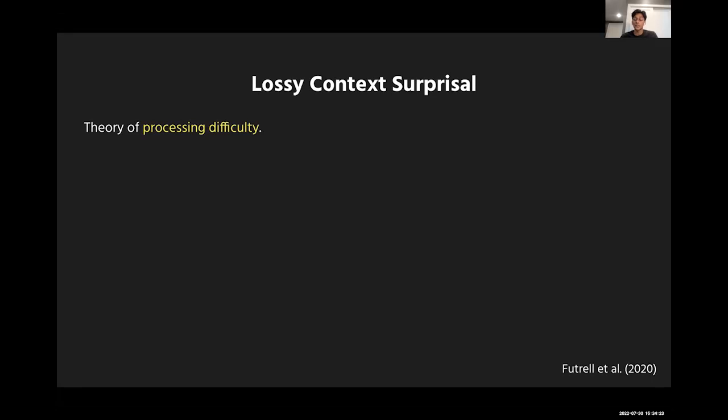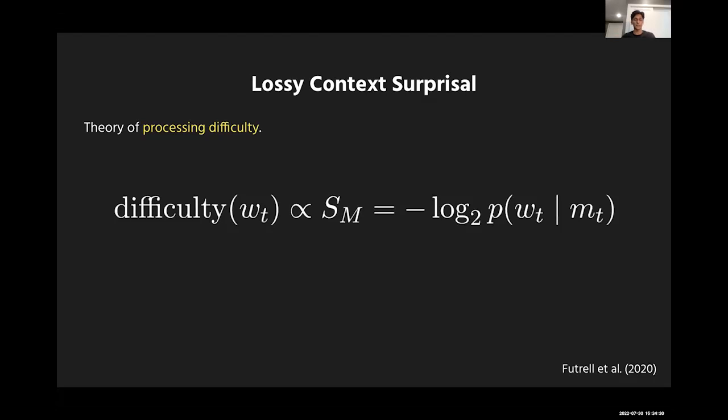And so memory-surprisal tradeoff is specifically grounded in the idea of lossy context surprisal, which essentially says that the difficulty of processing a word, WT, is going to be proportional to its surprisal, which is related to essentially its probability in context. So if a word or a morpheme is more likely in context, it's going to be easier to process. And if it's less likely, then it's going to be harder to process. But in lossy context surprisal, this is slightly revised. So you see that the conditional term in this probability distribution is MT. And what that means is it's the memory representation of context.